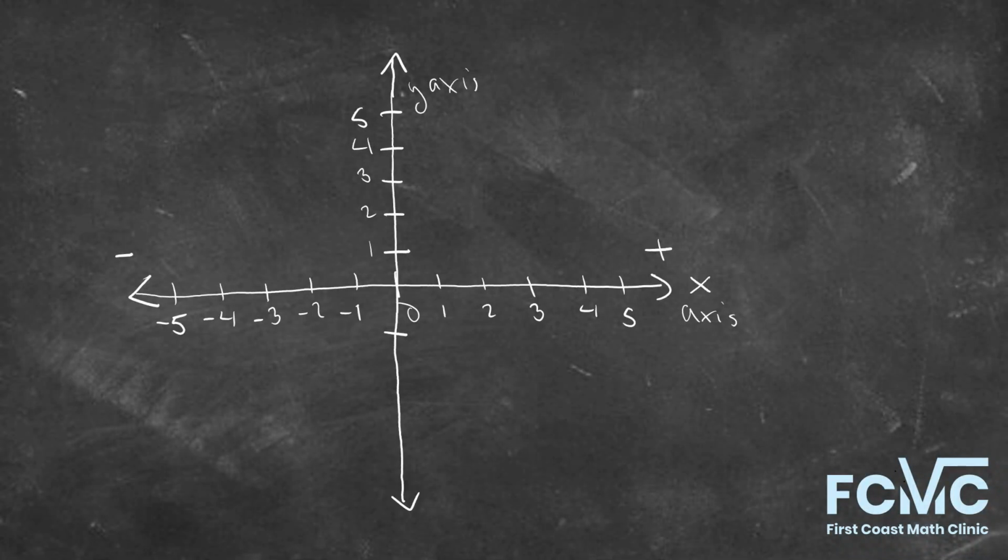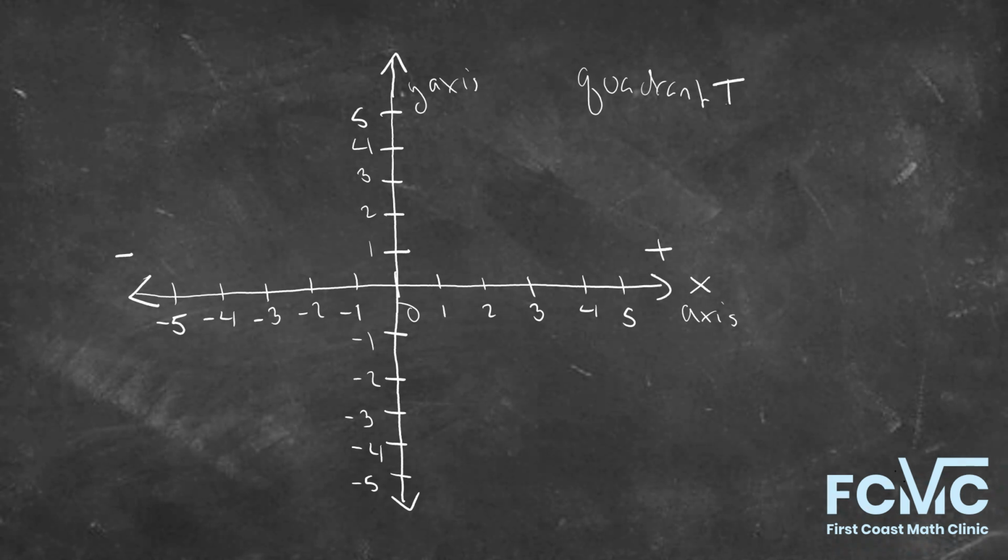And our negative values are going to be below the x-axis. So -1, -2, -3, -4, and -5. So now just looking at our coordinate plane, you notice that we have 4 sections or 4 quadrants. So this is quadrant 1.